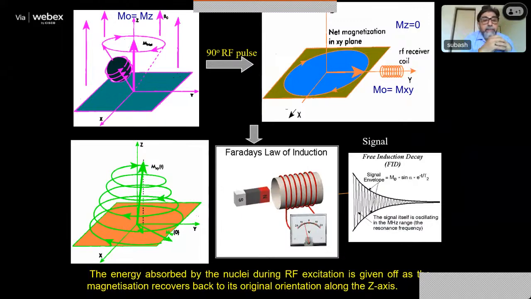And after this pulse is removed, there are two processes happening to the system to achieve thermal equilibrium. The M naught, which was shifted to MXY, will tend to go back to the Z direction slowly, and also MXY will decay in the XY plane. So there are two processes happening simultaneously during this process.